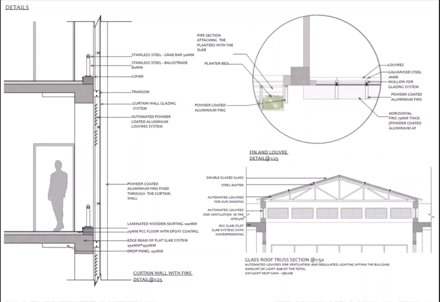Here's a detail of the curtain wall with fins. The fins are majorly aluminum fins that are fixed through the curtain wall. These are powder coated aluminum fins. It is also combined with the use of horizontal louvers, which in combination provide shading within the areas of the startup hub. This slide also shows the glass roof truss section, which has automated louvers for ventilation in the atrium on the wall that gives the atrium roof a height, and the use of automated louvers for sun shading on the roof.